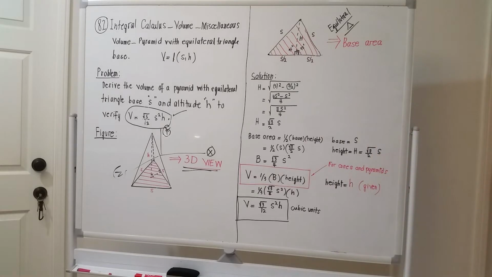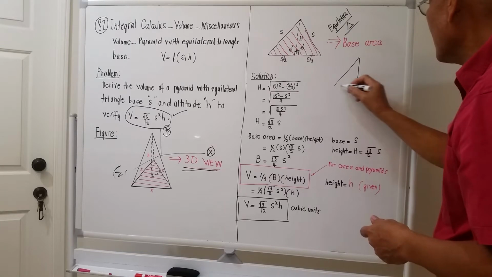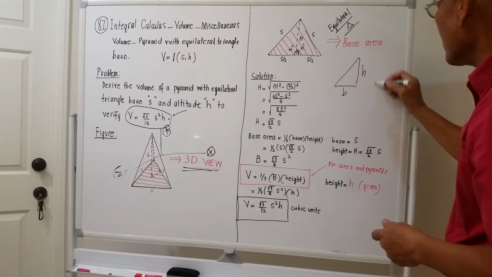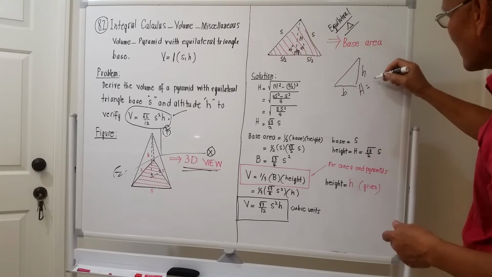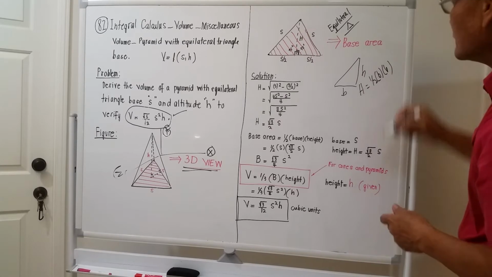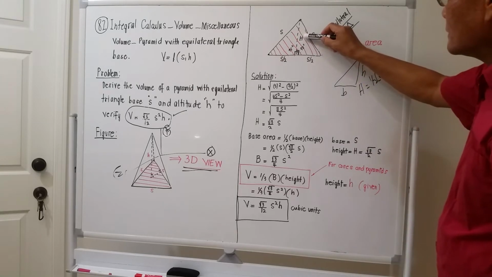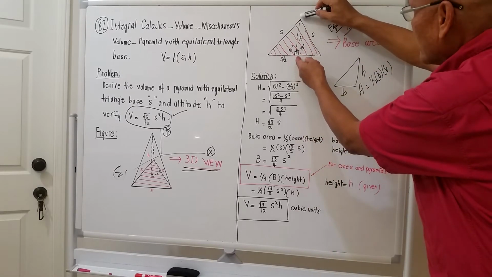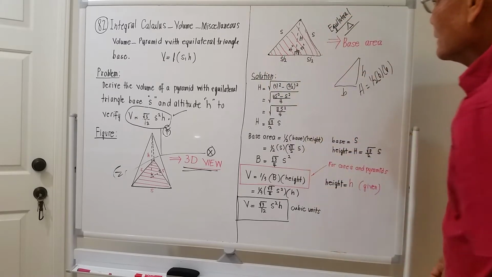Okay? And in general, for any triangle, if we know the length of the base and we know the height, we could compute for the area. And area for a triangle is actually 1/2 the length of the base times height. So in here, we'll try to compute for h, because to compute for the base area, we should know this value here, okay, times the length of the base to compute for the base area.